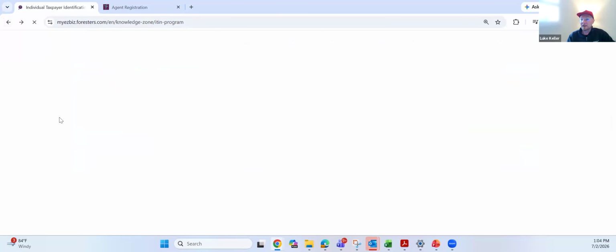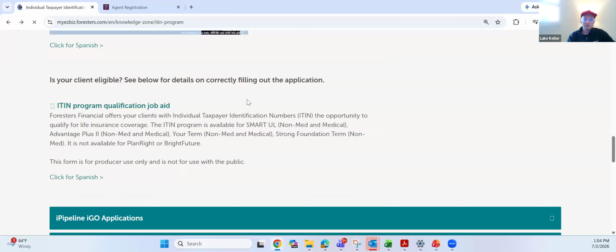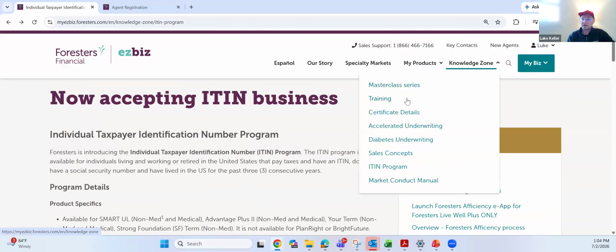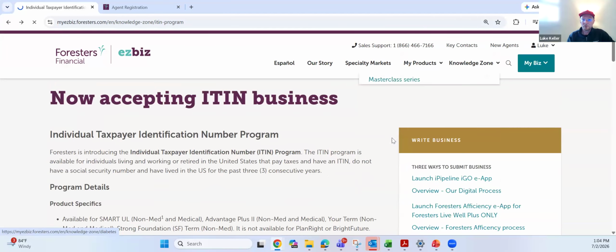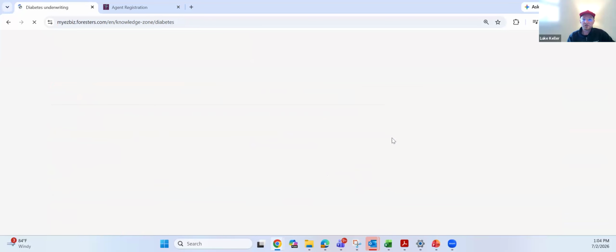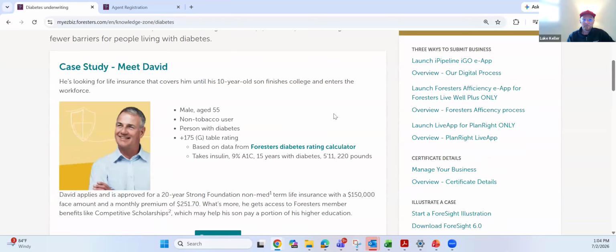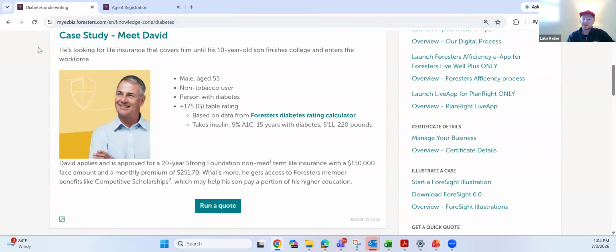And then we talked about diabetes underwriting. We actually have a calculator for that Strong Foundation product. So if we come to the diabetes underwriting section of the knowledge zone, right here, we've got a nice case study about David.